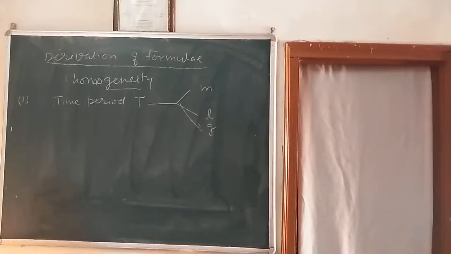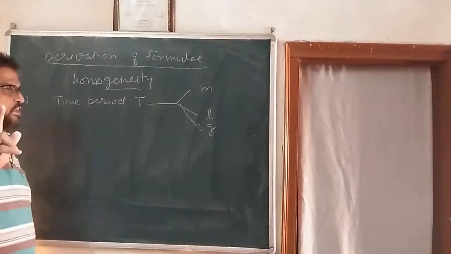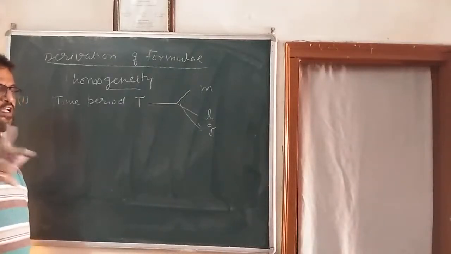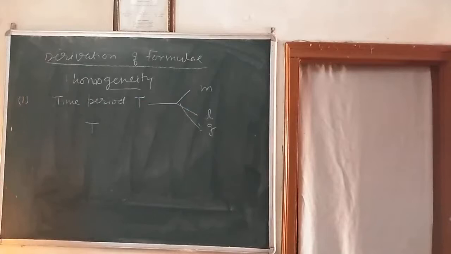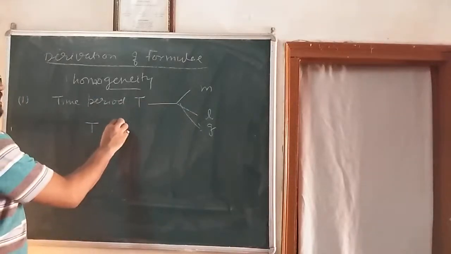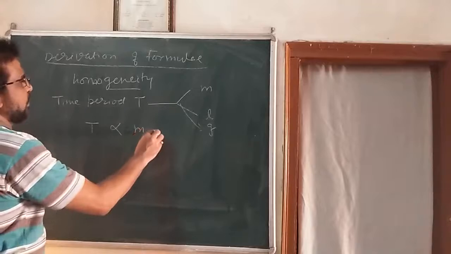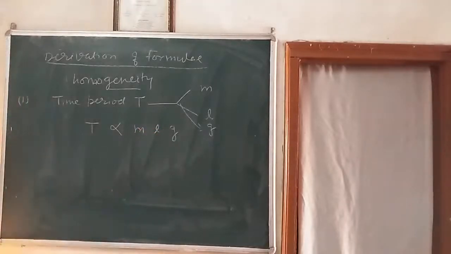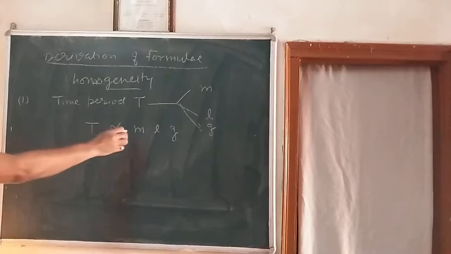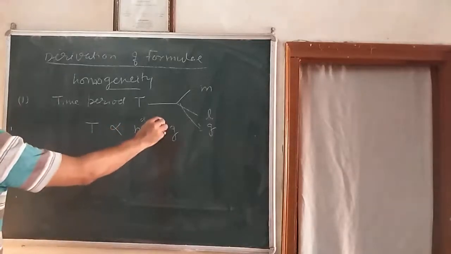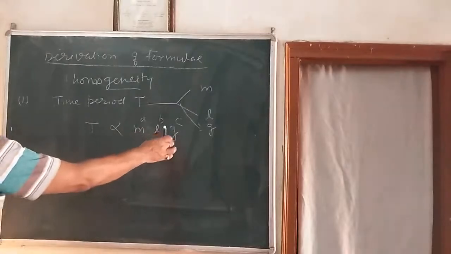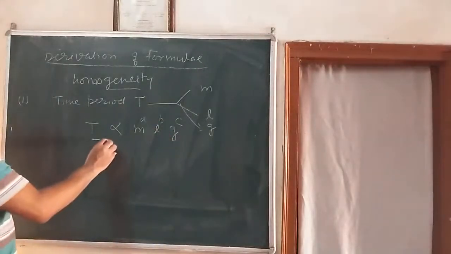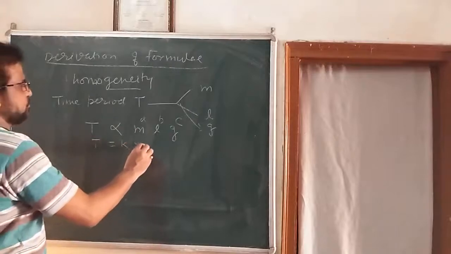So here what we have to do? First, one thing we have to know, that physical quantity depends on which factors. So write down T depends on three factors. It means that T is proportional to three factors, M, L and G. So dear children, M to the power A, L to the power B and G to the power C. Here you can say A, B and C are the powers of mass, length and acceleration due to gravity, and the constant of proportionality here we are taking K.